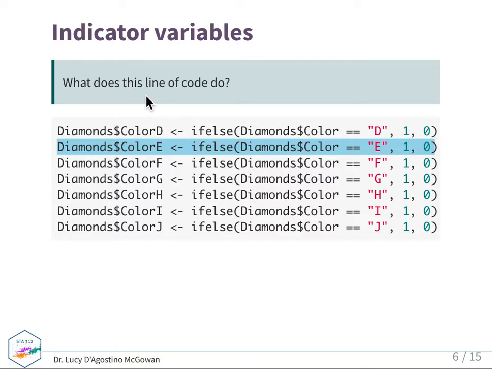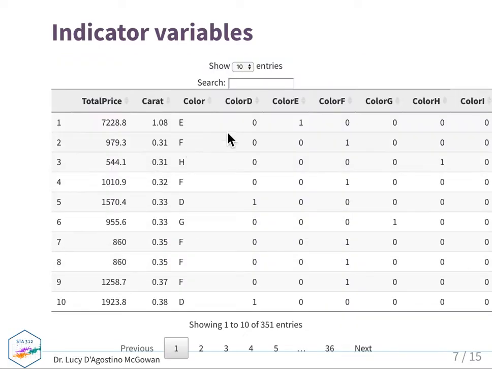This does the exact same thing, except instead of checking whether the color is D, it checks whether it's E. We would do this for every single potential color, or every single category, for that variable. We create an indicator variable for each of these categories, so in this case, from D through J. And it looks like this in our data set.